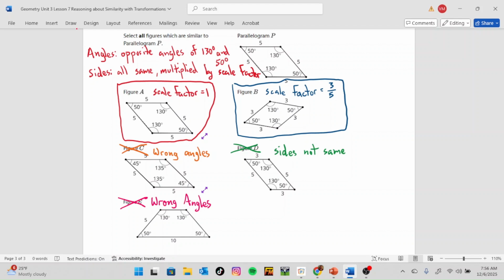So the only shapes that are similar to the original are figure A and figure B. It meets all 3 of our criteria. The opposite angles are 130 and 50. The side lengths are all the same, and we can arrive at the new side lengths if we multiply the original by a scale factor. In figure A, that scale factor was 1, and in figure B, that scale factor was 3/5.